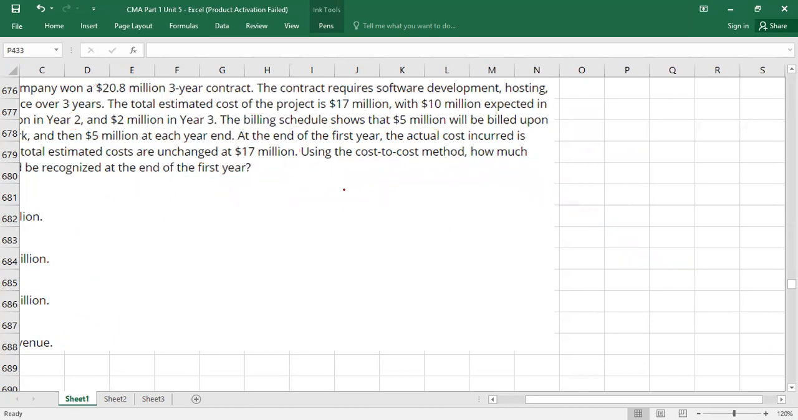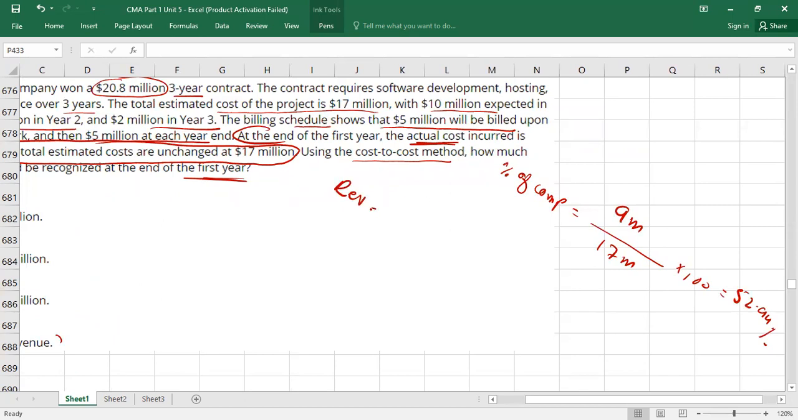Now you have to calculate only revenue. Cumulative revenue is always equal to contract price into what? Percentage of completion. This is your answer. The reason is that for the first year, you do not have any revenue recognized in the previous year, so you don't need to deduct. The contract price was how much? 20.8 million. Okay.